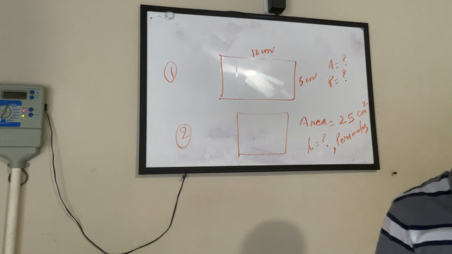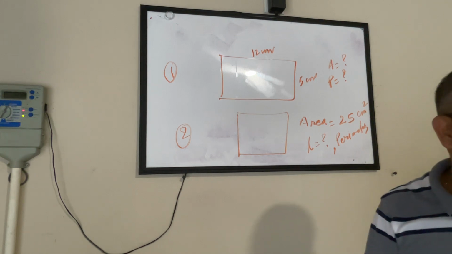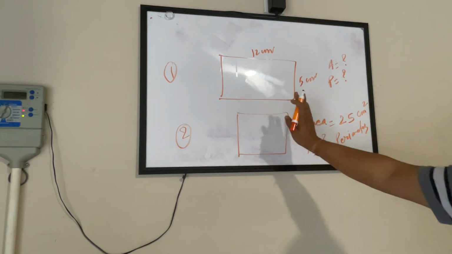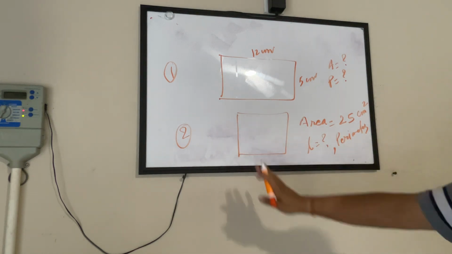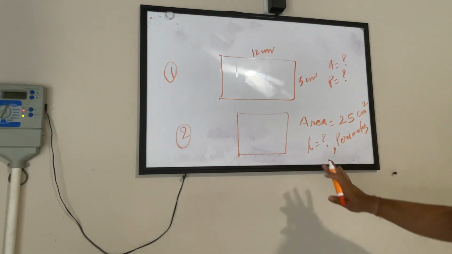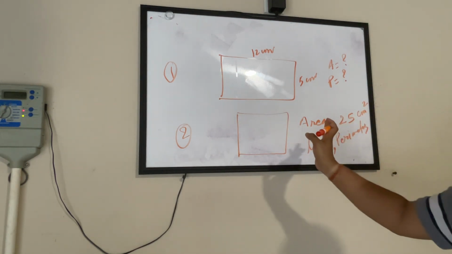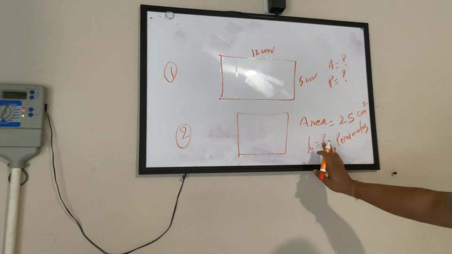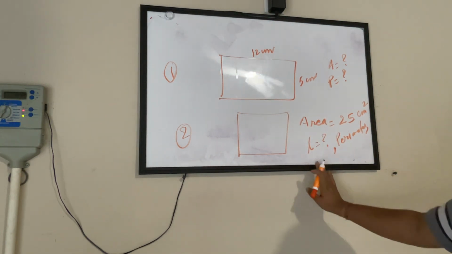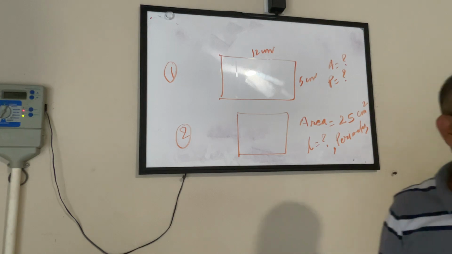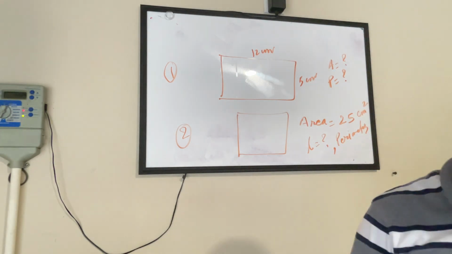Oh, everybody has done it? Okay, let me complete the second question. Second question is, I have a square whose area is 25 centimeter square. Find out the length of each side, and tell me what is the perimeter. Okay, so who has solved it now?